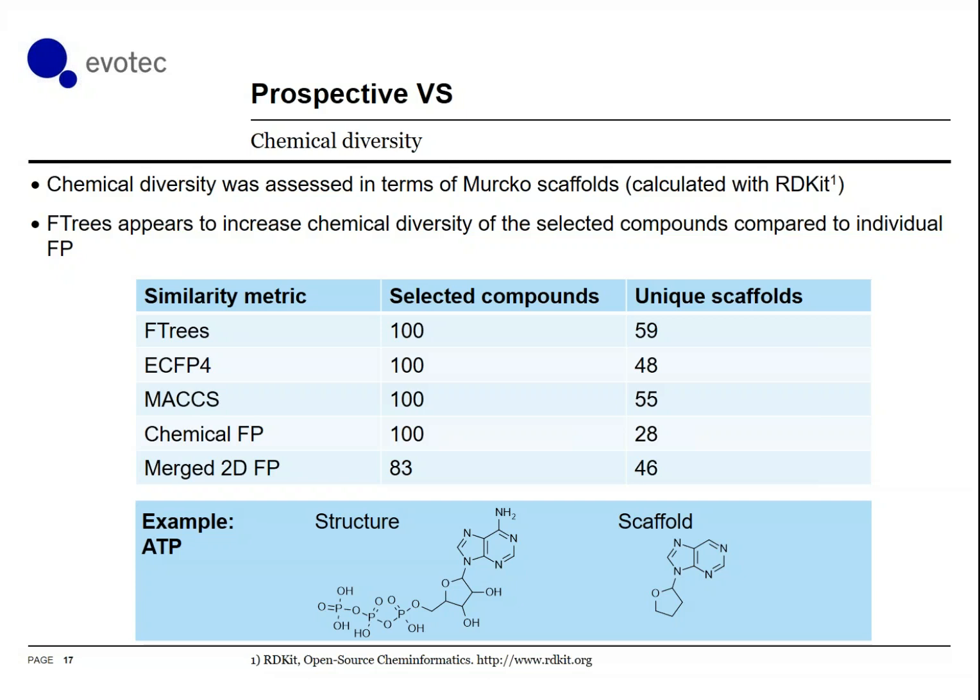And when I merged the results obtained with the individual 2D fingerprints, in the final selection that was 83 unique compounds, I obtained 46 unique scaffolds. Now, considering that you have a lower number of compounds, so 83 compared to 100, this is a ratio somewhat comparable to what I have obtained with the FTrees. So I think the key message here is that the FTrees selection seems to be more diverse compared to individual fingerprints and comparable to what I have obtained by merging three different 2D fingerprints.